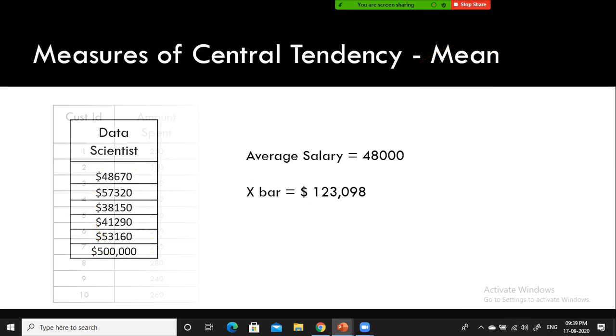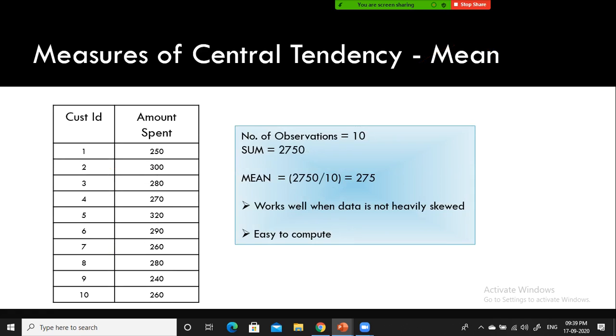Fine. Next, same different example: amount spent. I randomly sampled 10 customers who purchased in my shop in the last one month. I just took the average amount spent by these customers. All I have to do is add these 10 customers' amounts spent and divide by 10. That is what I mean.